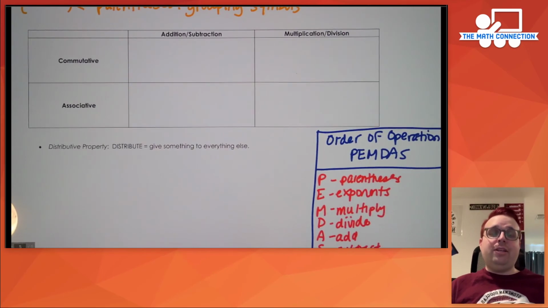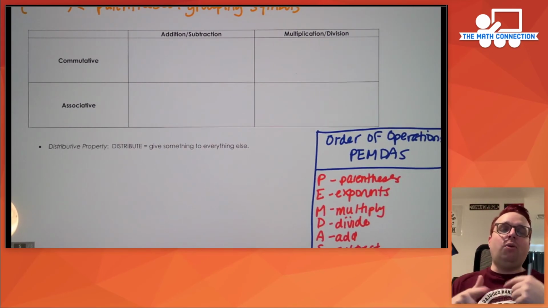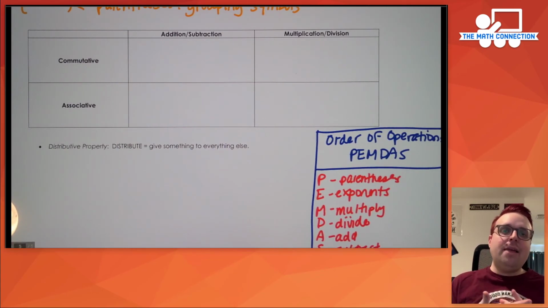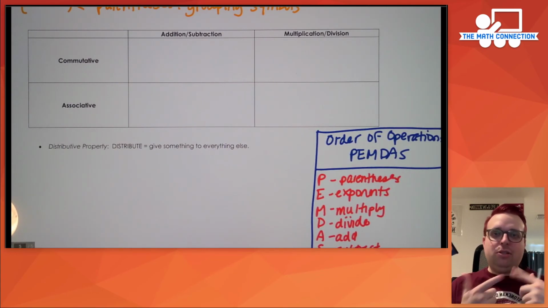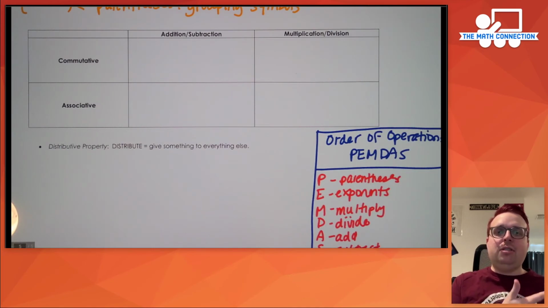Now really, multiplication and division, you can do them in any order together. So you would do parentheses and exponents, then you would do multiplication, division, the order doesn't matter, and then addition, subtraction, the order doesn't matter there, because addition and subtraction are really the same thing, and multiplication and division are really the same thing.